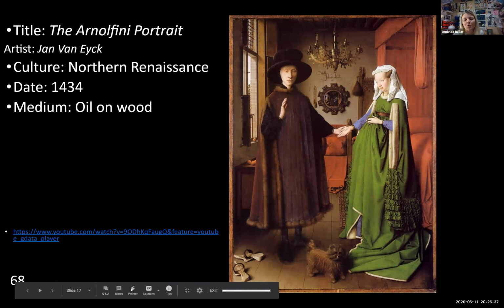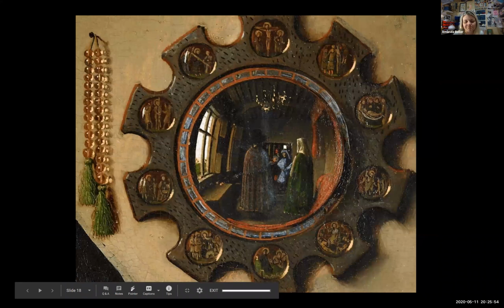We don't know what this is. It's not a wedding. It's probably some sort of betrothal or ceremony that has to do with their relationship, or some people suppose it could be a business deal. And then in that convex mirror in the back, you have the scene repeated. This shows extreme excellence and specificity because these are so tiny. The life of Christ is around the mirror.